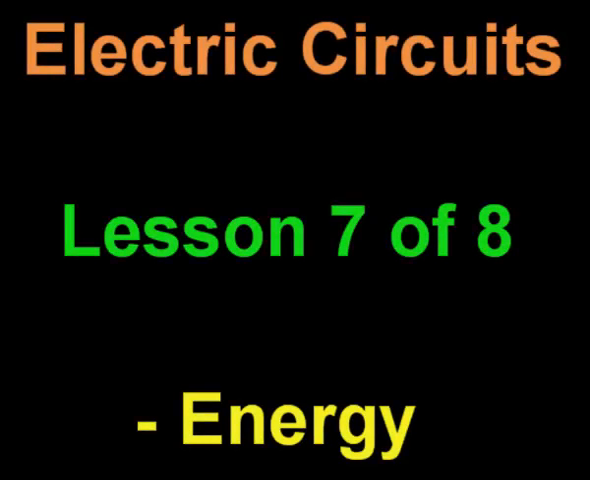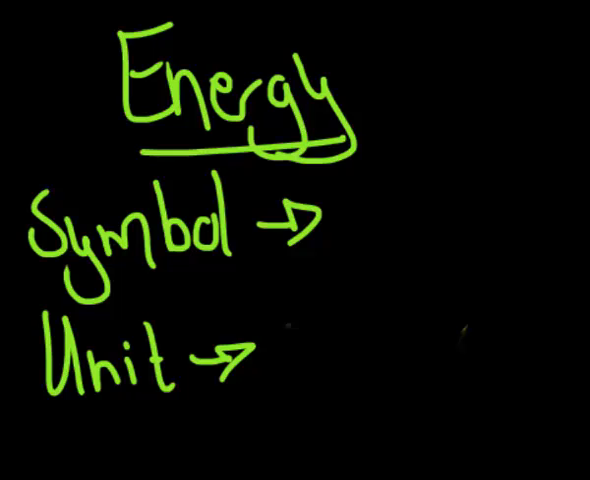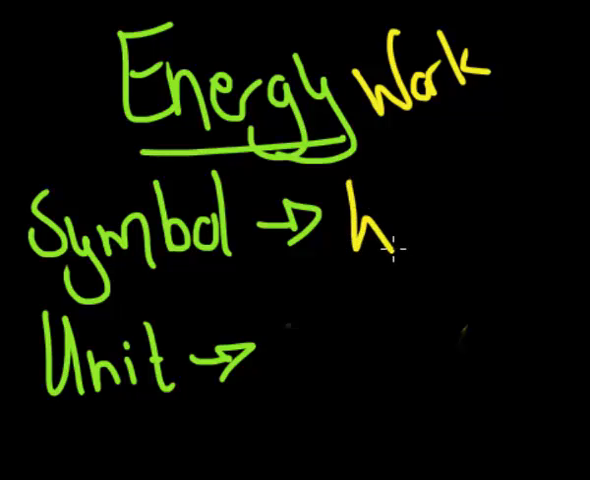Welcome to our 7th lesson on electric circuits. We'll be taking a look at energy in our electric circuits today. Now, energy is also seen as work, and the specific symbol that we will be having for energy, which we're going to refer to as work in our electric circuit, will be the symbol W.